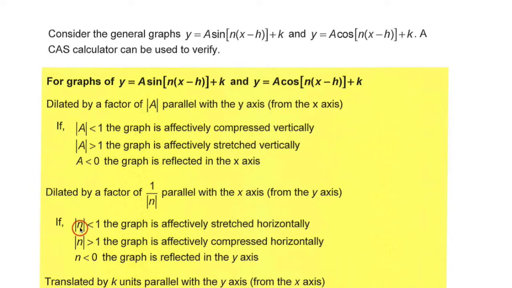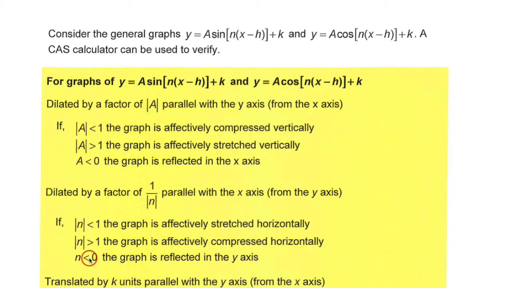If the magnitude of n is less than 1, then the graph is effectively stretched horizontally. So if the magnitude of n is less than 1, so it's a fraction, then it's stretched horizontally. In other words, we take the wave and we stretch it further out, wider across the x-axis. If n is greater than 1, then it's compressed. So we take the wave and we push it closer together. If n itself is less than 0, then it's reflected in the y-axis.